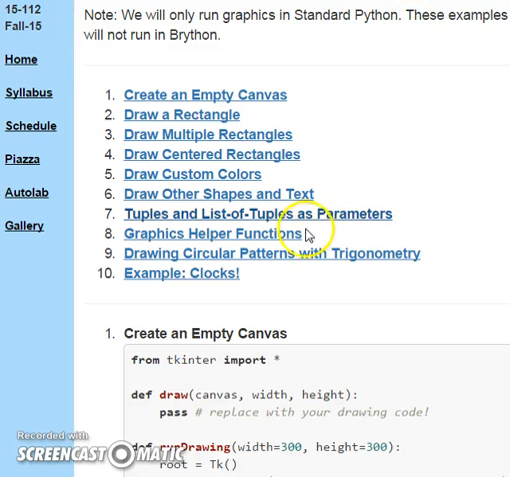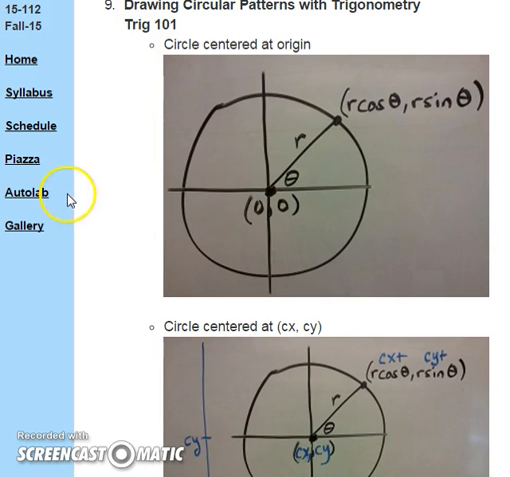Now we're going to be drawing circular patterns with trigonometry and eventually draw a clock, which is an interesting example. So, a brief review of trigonometry 101. When we have Cartesian coordinates, which is what we've so far worked with in Tkinter, it's x comma y. However, to draw a circle, we want to convert from Cartesian to cylindrical.